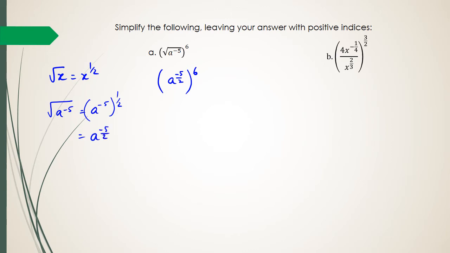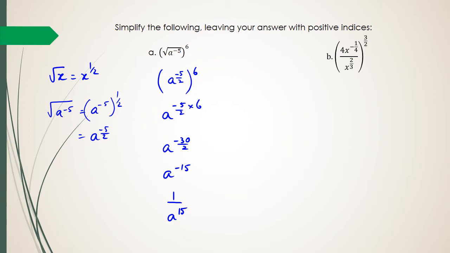So carrying on with this question, now I'm going to have negative 5 over 2 multiplied by 6. I'm going to get a to the power of negative 30 over 2, which is a to the power of negative 15. And remember, we need to leave the answers in positive indices. So for this question, we're going to get 1 over a to the power of 15.